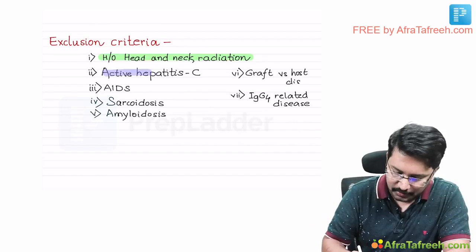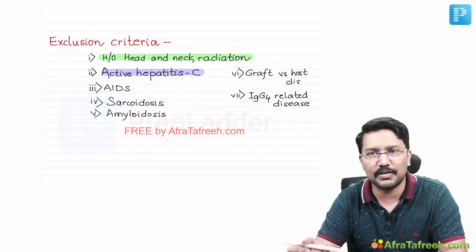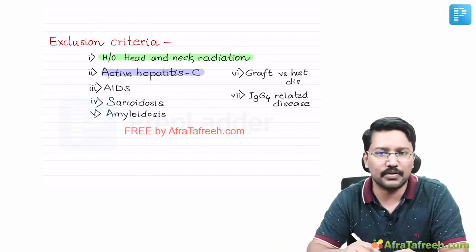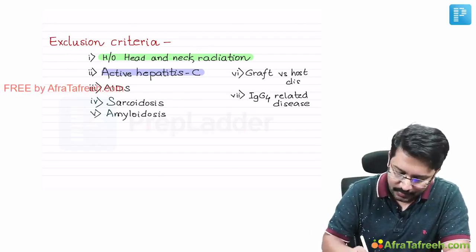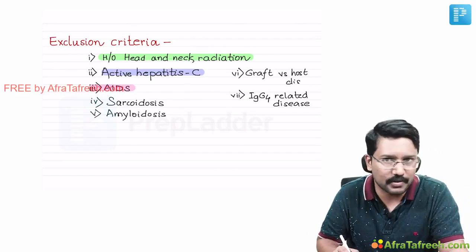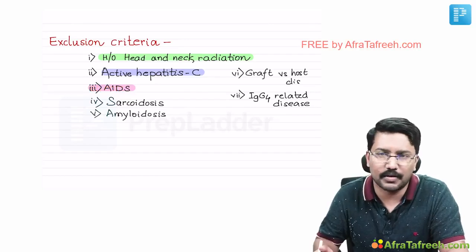Similarly, active hepatitis. When we were discussing the causes, I did tell you that active hepatitis C is associated with sicca manifestations. So we consider it as an exclusion criteria here. Other than that, we are already familiar that HIV can also cause similar manifestations. We know the differential diagnosis, how we differentiate. So if that is present, the case is excluded, right?